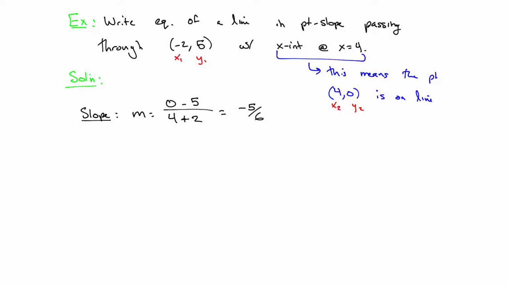Now we just need to use a point and then put it into point-slope form. So the point, we either have (-2, 5) or (4, 0). It doesn't matter.